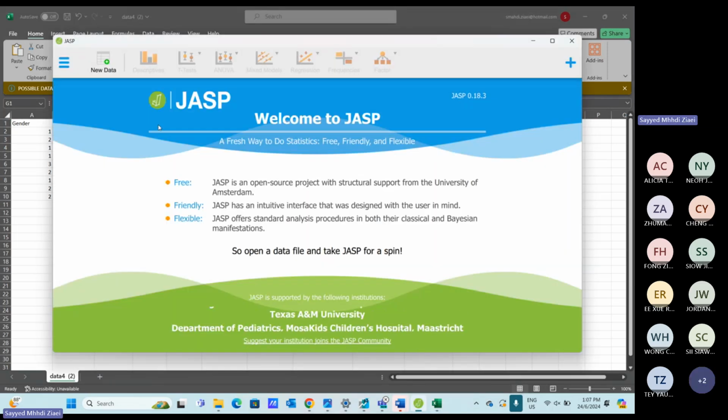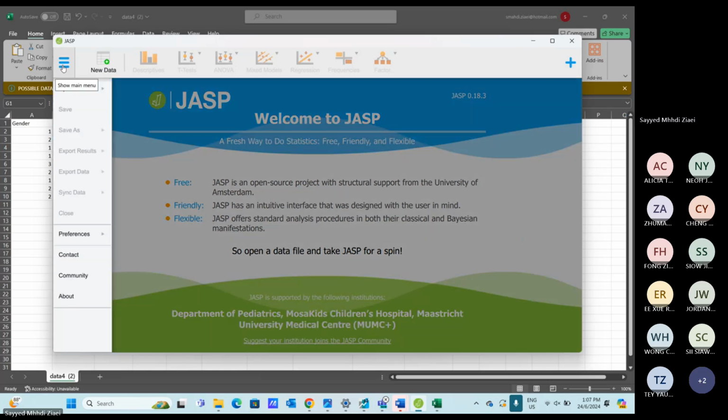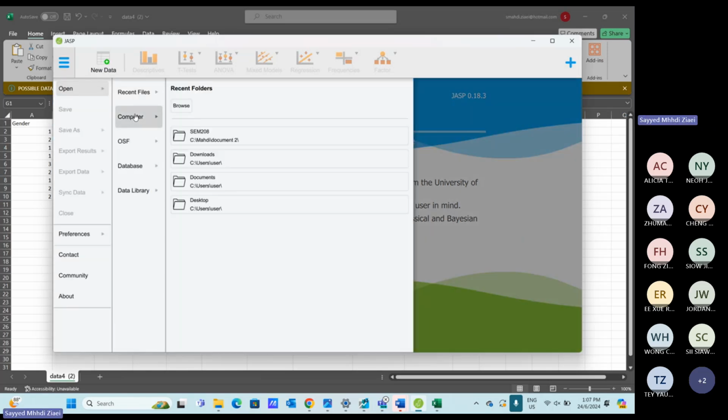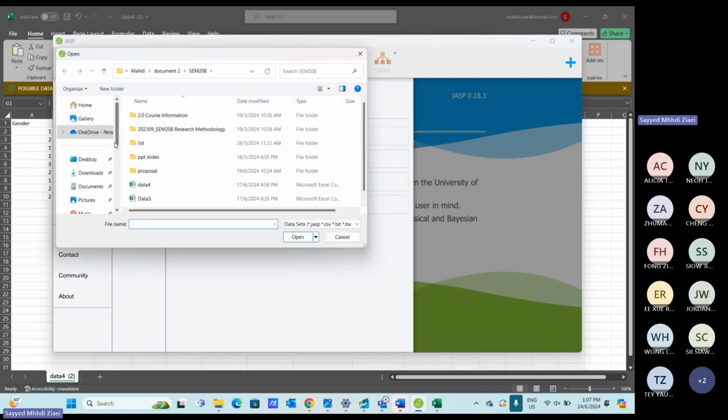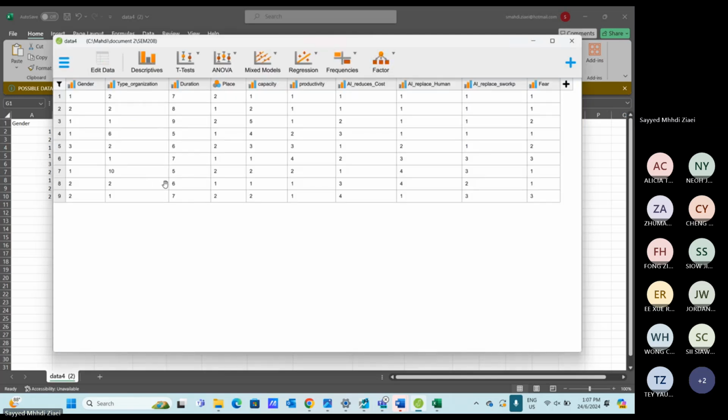Go to JASP. Open computer. Open computer. Where is it? Data 4. Are you with me? Yes? So you can find your data here: 1, 2, 3, 4, 5.